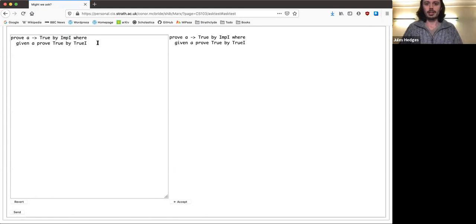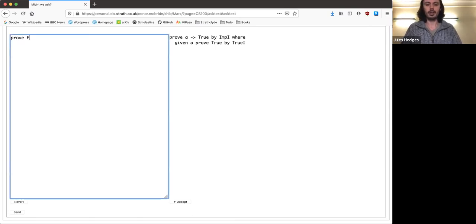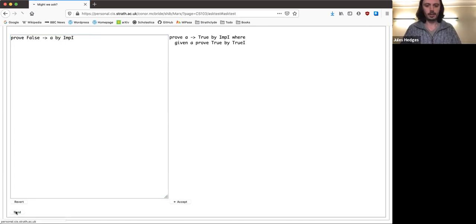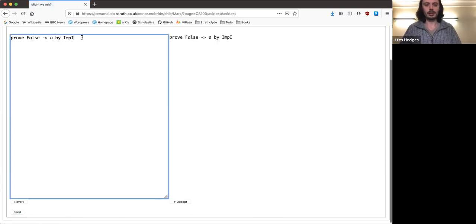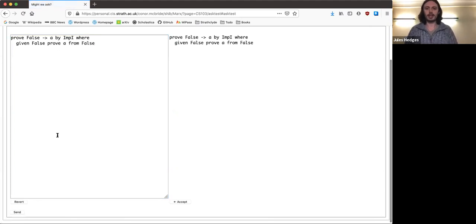And also remember, there's no introduction rule for false. So next we go on to the elimination rule for false. That's also automatic. So if I say "prove false implies A by imp I", then Ask sends it back unchanged. But I can also write "where given false, prove A from false". And that's how I make the elimination rule for false explicit.